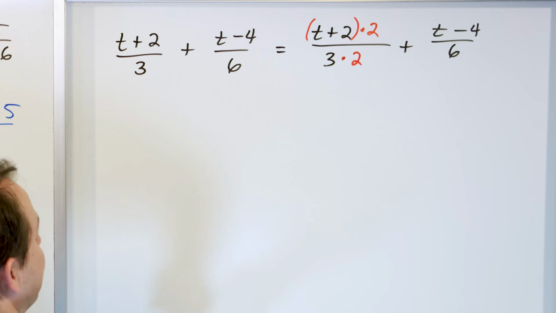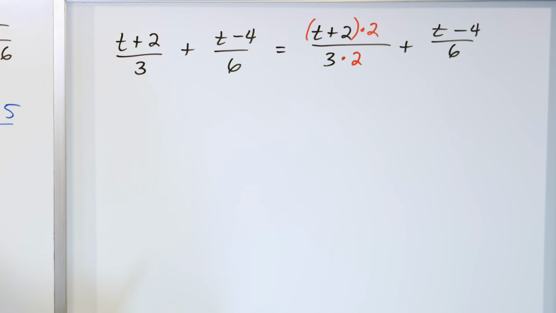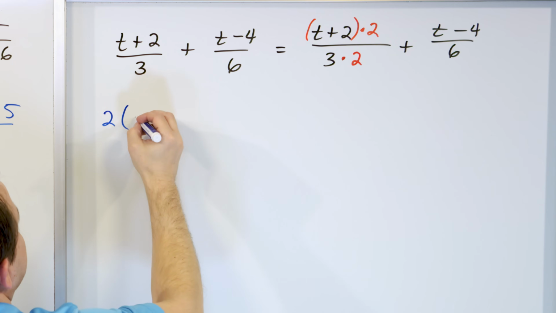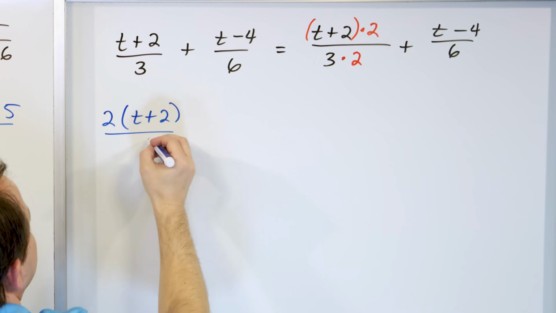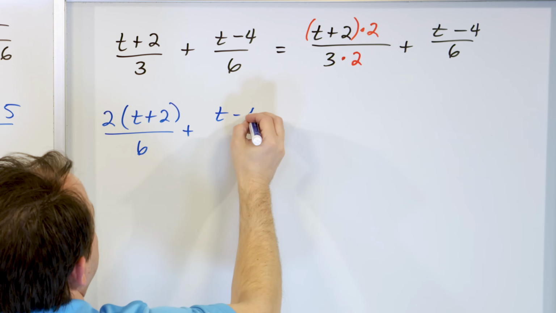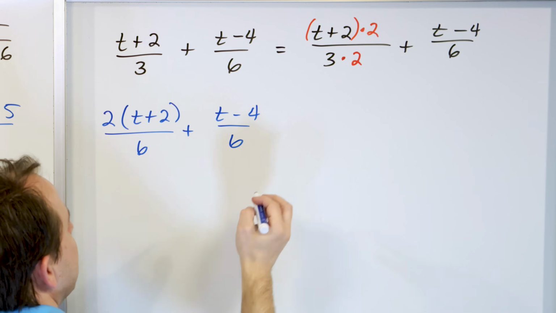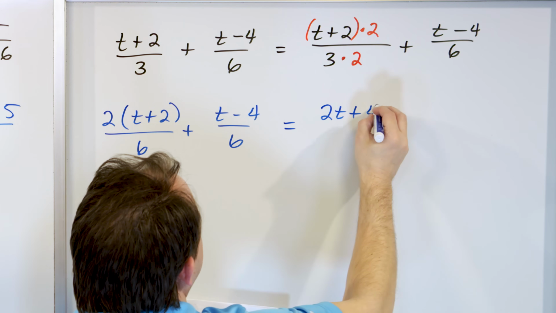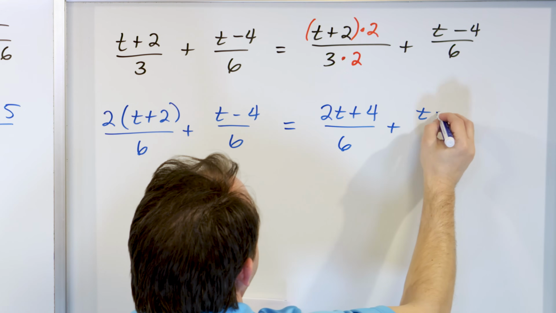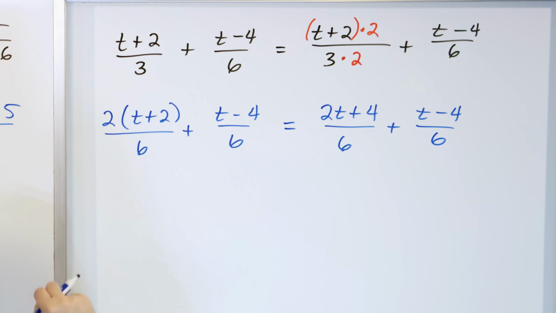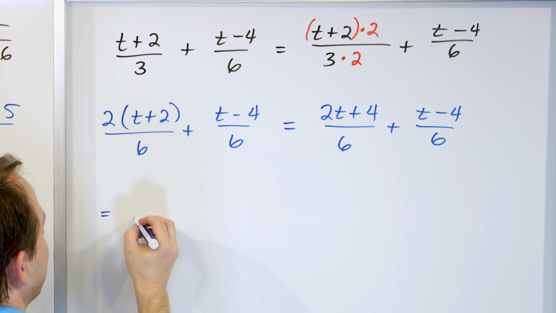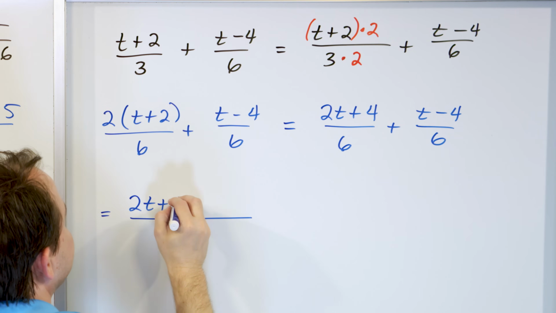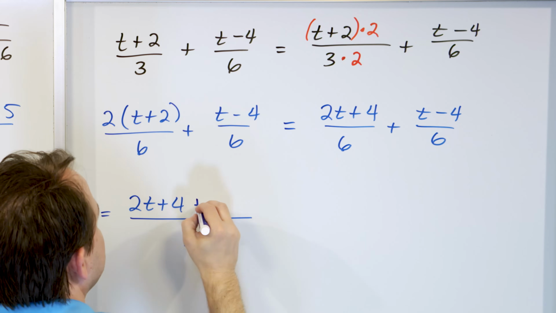So in our next step, I'm trying to think of the best way to write it down, let's just do it like this. 2 in the front of t plus 2 over 6 plus t minus 4 over 6. Now I have a common denominator. So what do I do next? Let's distribute this in. 2t plus 4 over 6 plus t minus 4 over 6. All I did was multiply the 2's in. Now the answer is going to be over 6. I add the numerators. I have 2t plus 4, that's the first numerator. Add to that the second one, t minus 4.